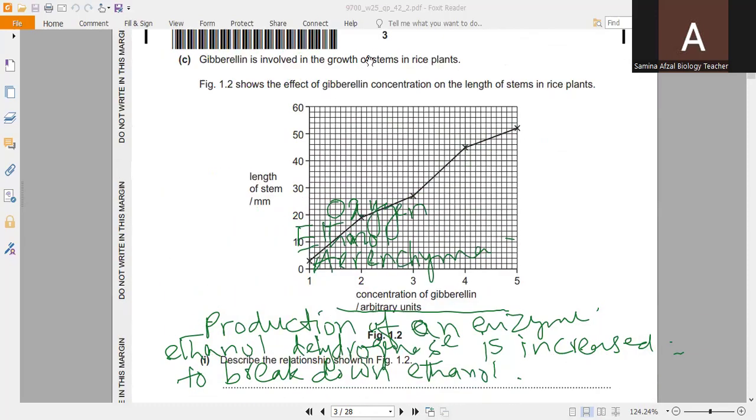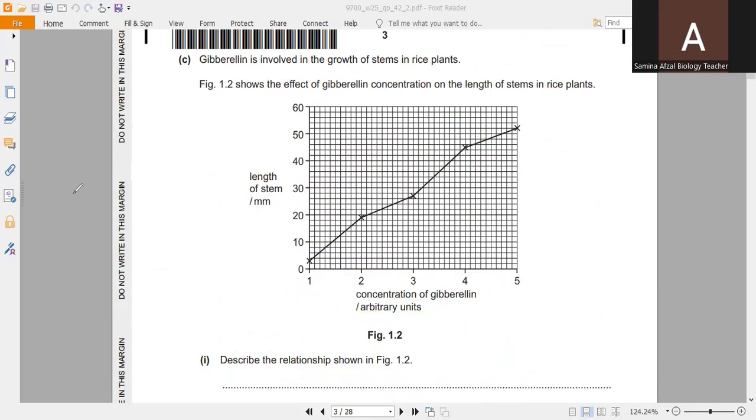Next question: gibberellin is involved in the growth of stems in rice plants. Figure 1.2 shows the effect of gibberellin concentration on the length of stem in the rice plants. Here you can see a graph, which is figure 1.2. On the x-axis, they have taken the concentration of gibberellin in arbitrary units, and on the y-axis, the length of the stem in millimeters.